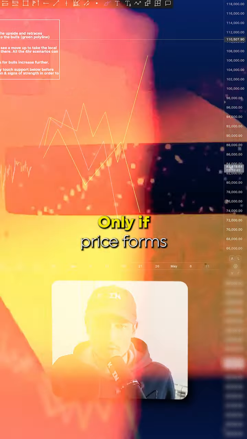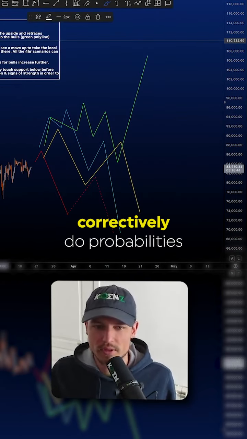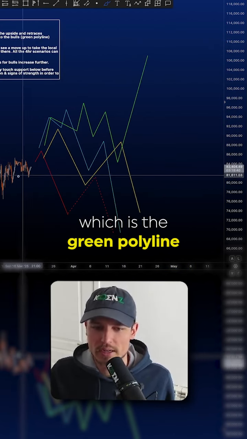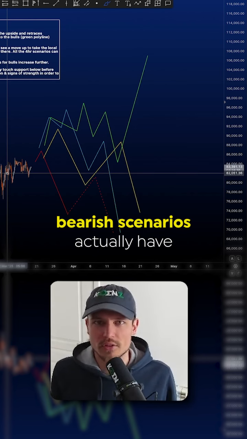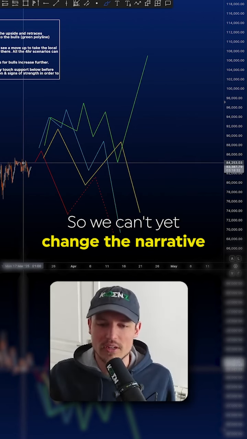So here on the 4-hour, only if price forms an impulse to the upside and retraces correctively do probabilities move to the bulls, which is the green polyline. Up until that moment, your bearish scenarios actually have a higher probability, right? So we can't yet change the narrative.